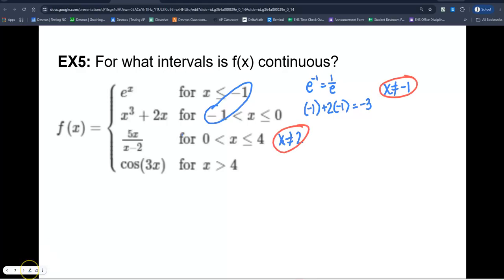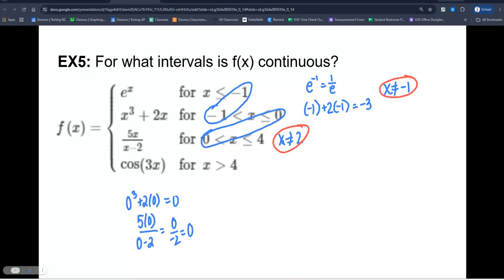I've got to check 0. Okay, so if I plug in 0 to x to the third plus 2x, I got 0 to the third plus 2 times 0. That just gives me 0. If I plug 0 in here, 5 times 0 over 0 minus 2. That gives me 0 over -2, which also equals 0. Do I have a discontinuity at 0? No, those match up. So that one's good.